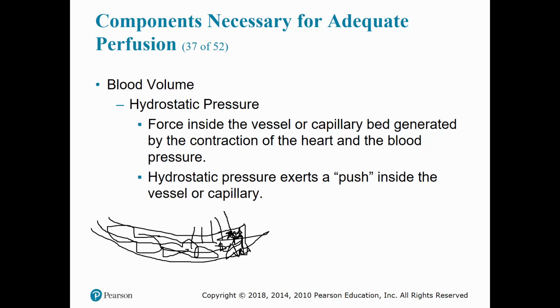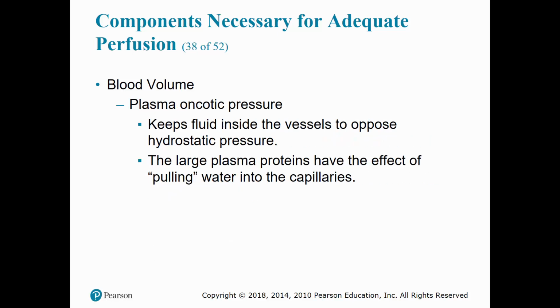Plasma oncotic pressure, also known as colloid oncotic pressure or oncotic pressure, is responsible for keeping fluid inside the vessels. A force is generated inside these vessels by large plasma proteins, especially albumin, that attracts water and other fluids. Opposite to hydrostatic pressure, oncotic pressure exerts a pull inside the vessel. A high oncotic pressure would pull fluid from outside the vessel through the vessel wall and into the vessel, thus causing fluid to come in.